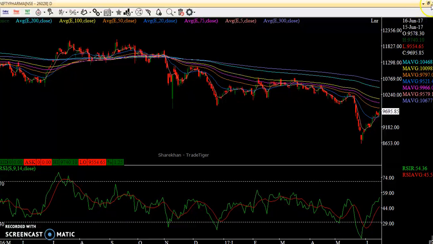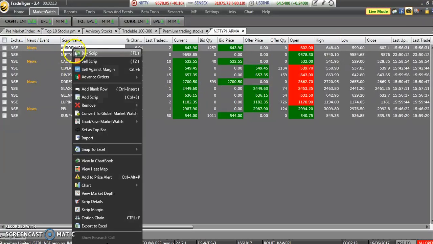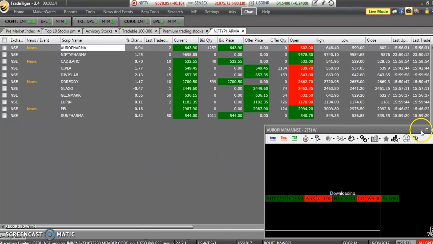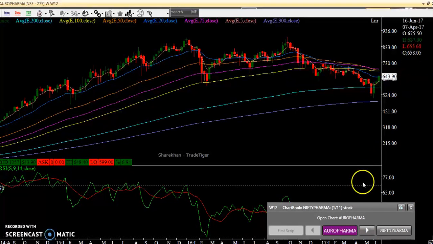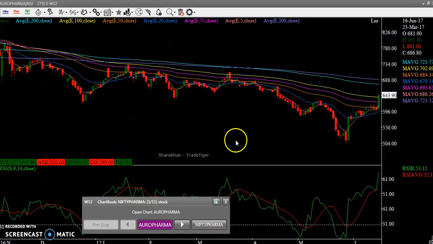So let's look at a few stocks of the pharma sector. I'll just open this in the chart book. Let's get stock specific. This is Aurobindo Pharma. This is a weekly chart. Let's go to the daily chart of Aurobindo Pharma.